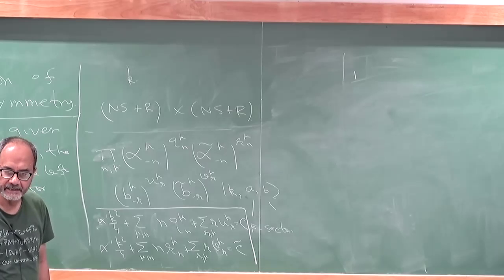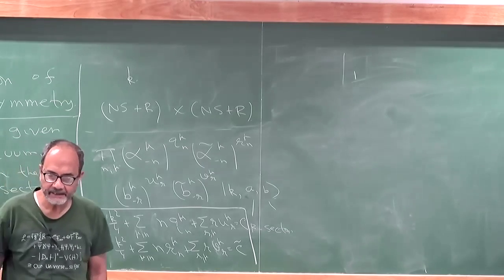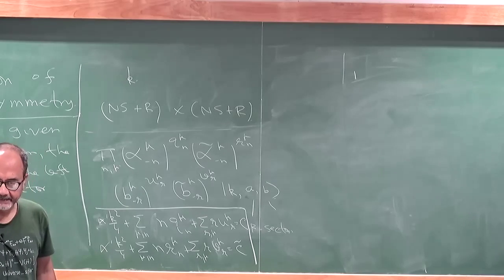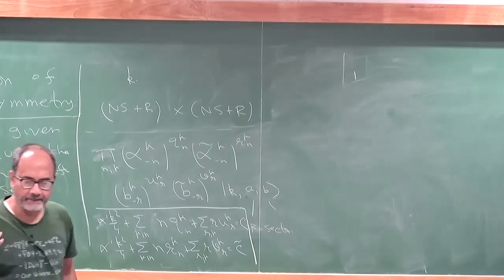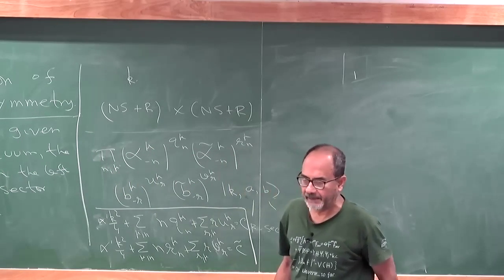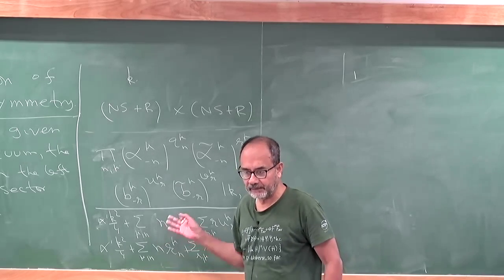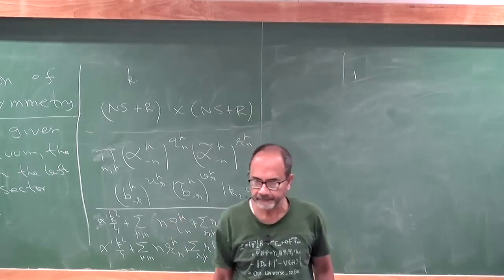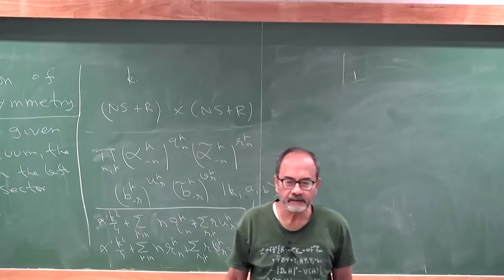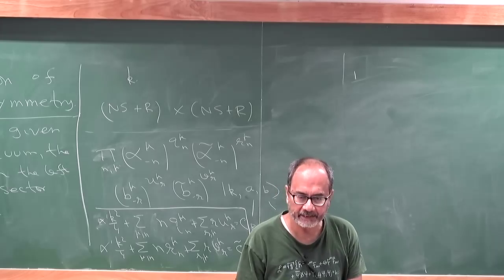Is this point clear? So for a given K, the spectrum can be constructed on the left and right sectors independently. But because it's the same K that appears on the left and right, you can eliminate K and get the level matching condition. So the level matching condition comes after eliminating K. This is also true for the bosonic string.